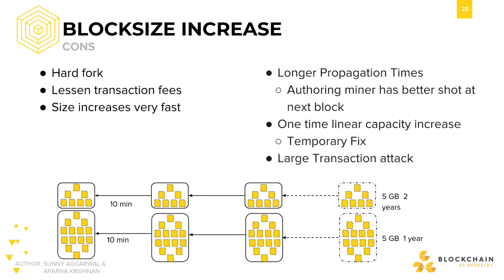And then longer propagation times. We talked a little bit about this. Larger blocks, again, take longer to propagate and longer to validate. And so whichever miner gets their block accepted has a better chance at finding the next one. Does that make sense? Solid.